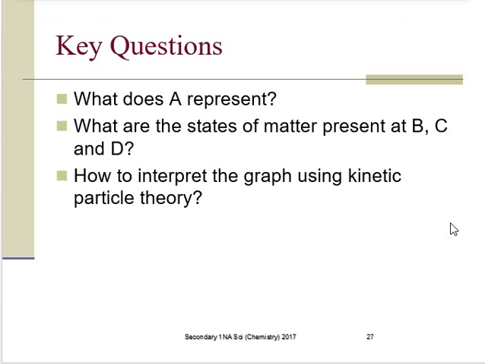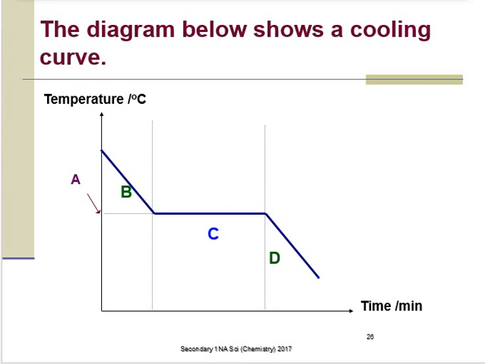Again, this shows a diagram of a cooling curve. I have the axes, which is a temperature time graph. Again, I have A, B, C, and D. And if you take a look at the shape, instead of going upwards, now I have a graph that is going downwards. Some of the key questions, similar to the heating curve, are: what does A represent, what are the states of matter present in B, C, D, and how do you interpret the graph using kinetic particle theory.